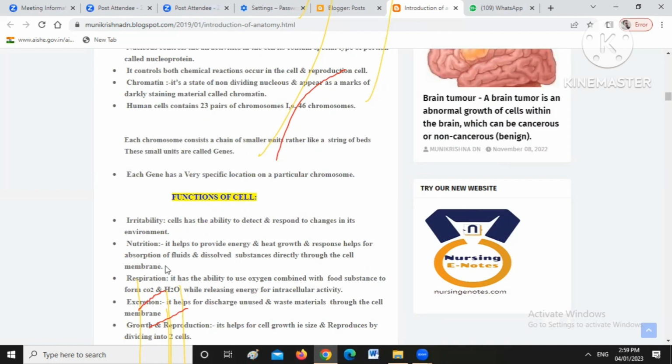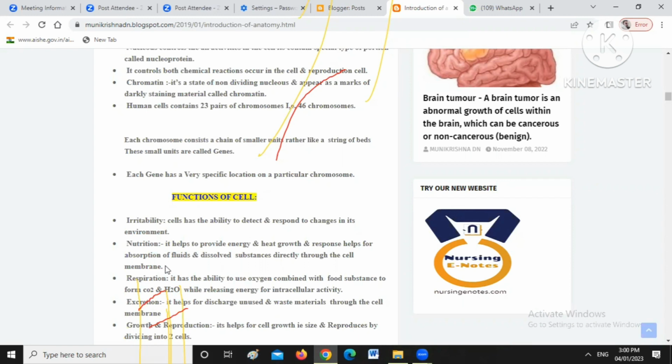And the third function is respiration. It has the ability to use oxygen combined with food substances to form carbon dioxide and water while releasing energy for intracellular activities. It helps for the respiration. Fourth one is excretion. Excretion is nothing but discharging. It helps discharge unused and waste materials through the cell membrane.